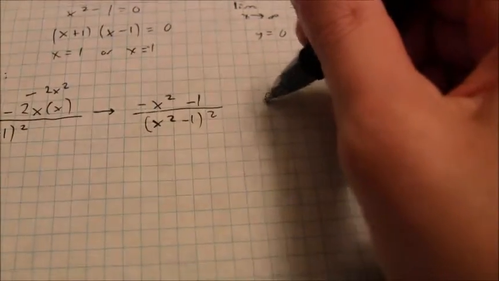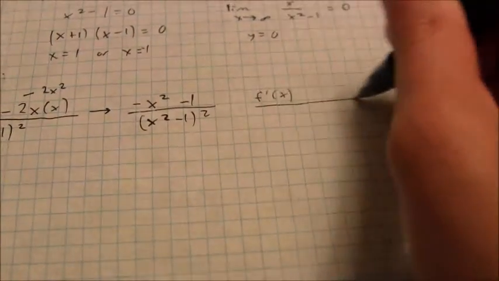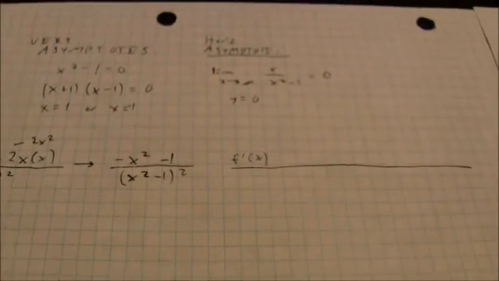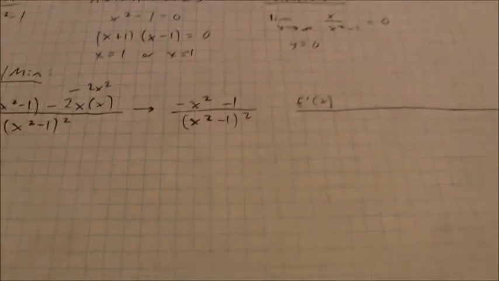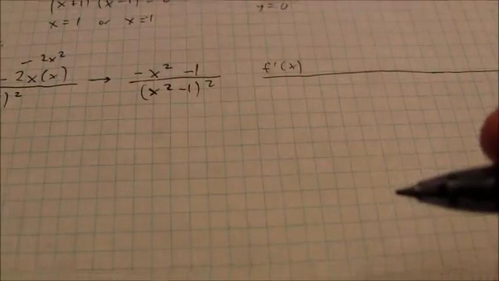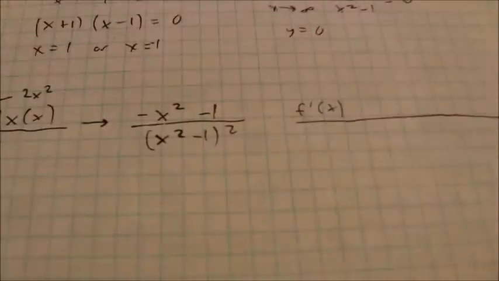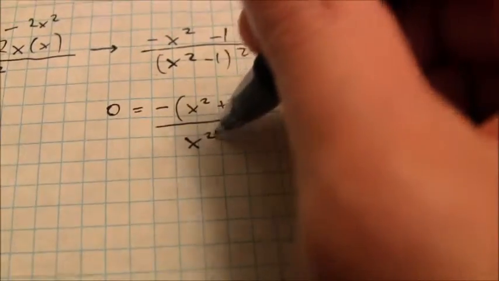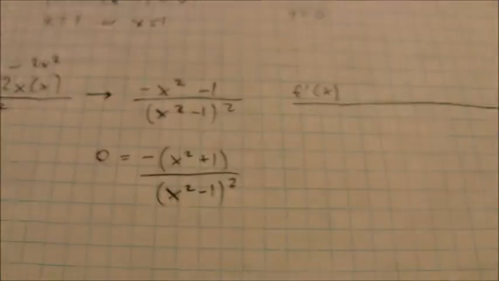Now I'm going to make my little table here, f prime of x, and I'll find out where my graph is rising and where my graph is falling. Remember, anywhere where the derivative is 0 or undefined, I'm going to have a solution. Well, first of all, if you go back and you set this equal to 0, I'm going to factor the negative out of the x squared minus 1. I'm going to write that as negative x squared plus 1 over x squared minus 1 quantity squared.